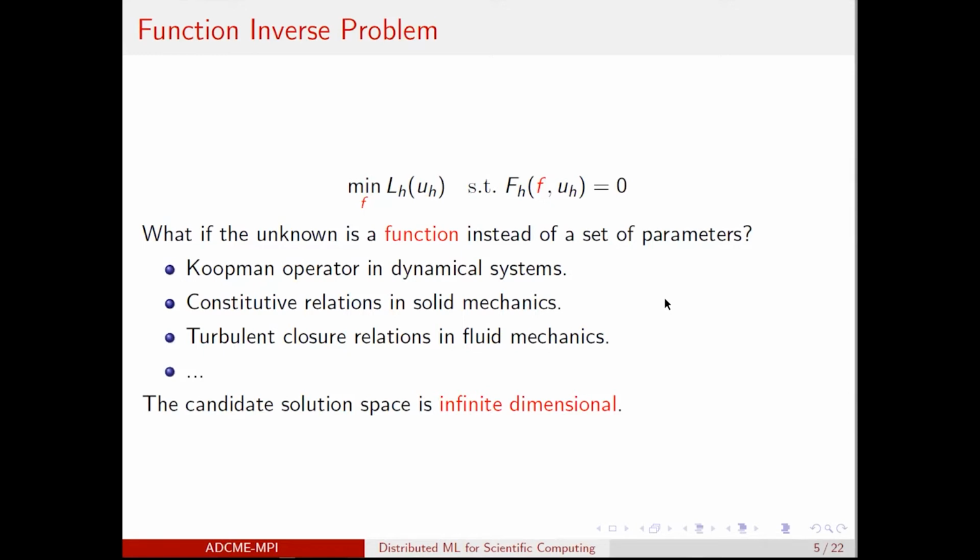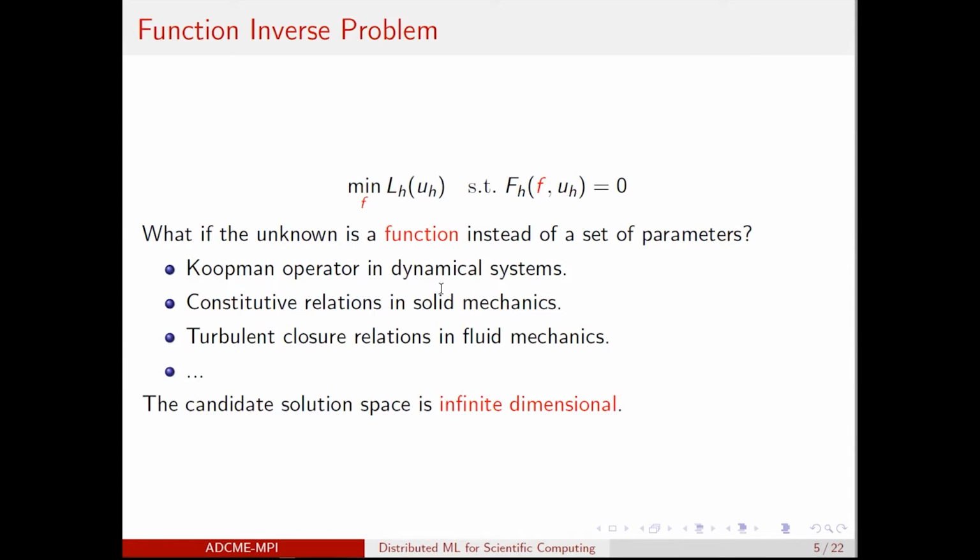And what is more interesting is the so-called function inverse problem, where the unknown is a function. Here, I just replace theta with the unknown function f. And this type of problem has a lot of applications in different disciplines. For example, in dynamical systems, people try to find the so-called Koopman operator. And in solid mechanics, people want to construct the constitutive relations from experiment data. And in fluid dynamics, people want to find a turbulence closure to describe the turbulent system.